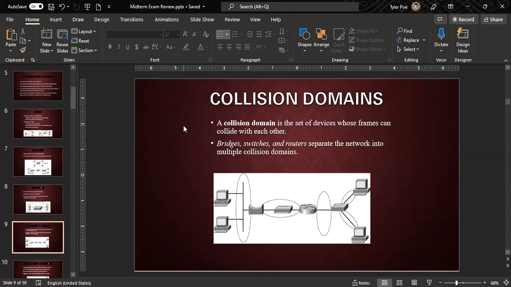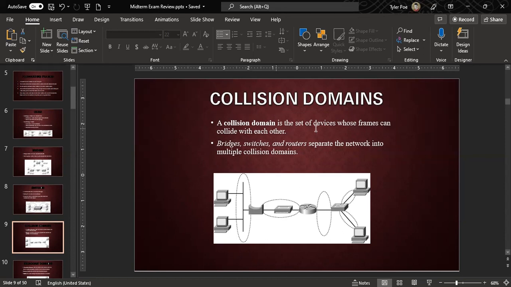I know I don't have a picture for them here, but routers basically are devices that do divide networks into multiple broadcast domains. So that's important to know. Each port on a router is not only its own LAN or broadcast domain, it's also its own subnet. So that's something to keep in mind for the exam. Speaking of collision and broadcast domains, let's now discuss them.